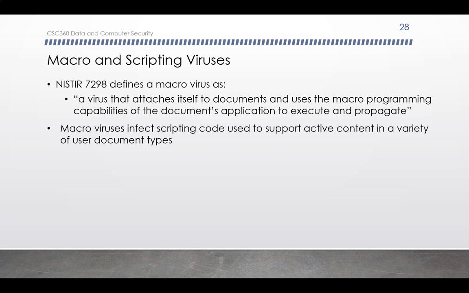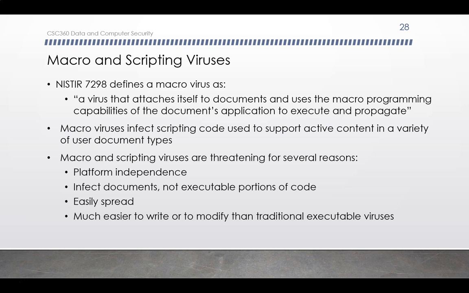Many document processing programs support similar capabilities. Macroviruses take advantage of the support for active content using scripting or macro language embedded within the word processing document or some other type of file. In the mid-1990s, macro and scripting code viruses became the most prevalent type of virus. Many macroviruses infect active content in commonly used applications. The reason these viruses are so threatening is, first, they're platform independent.